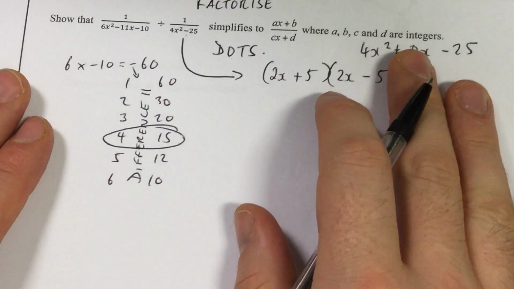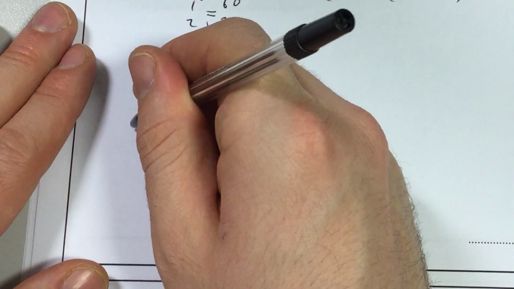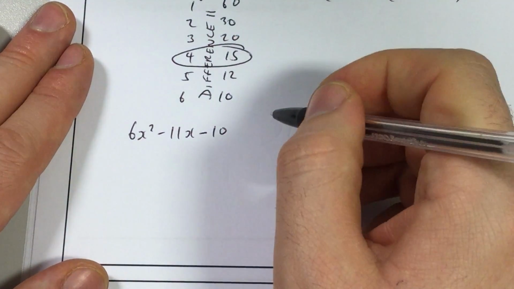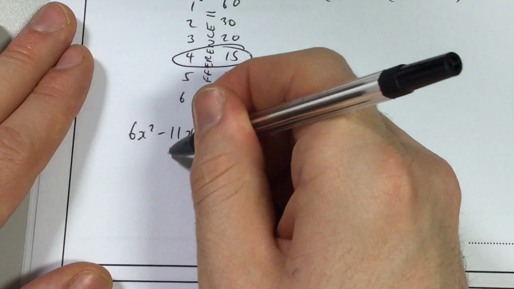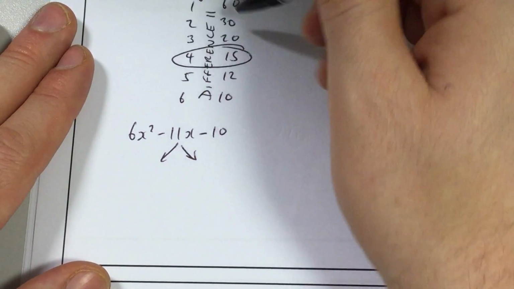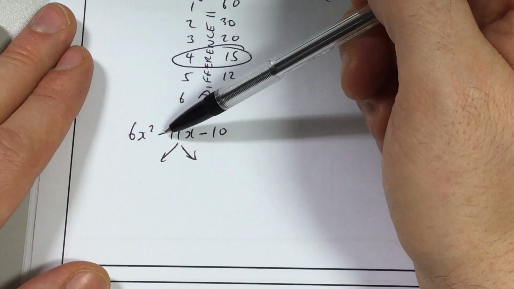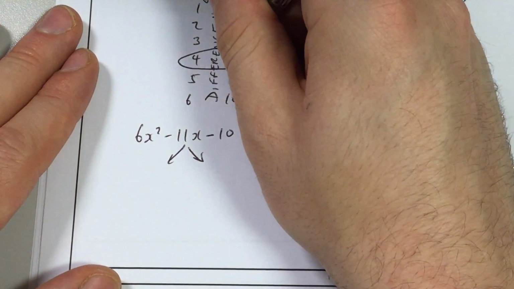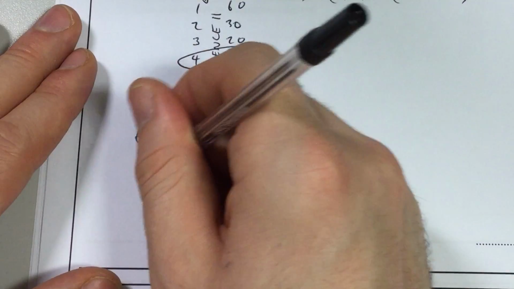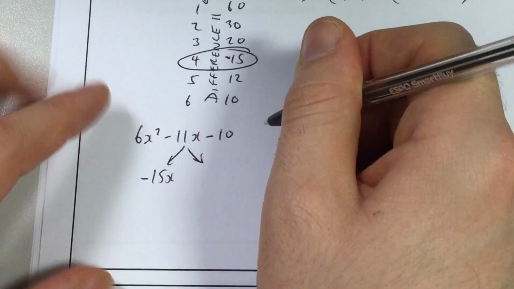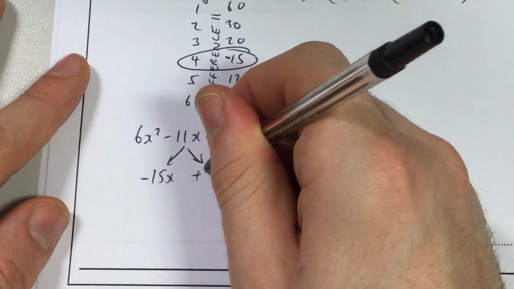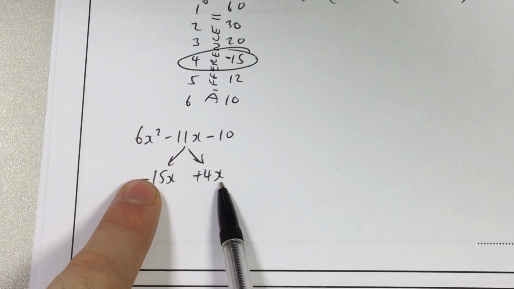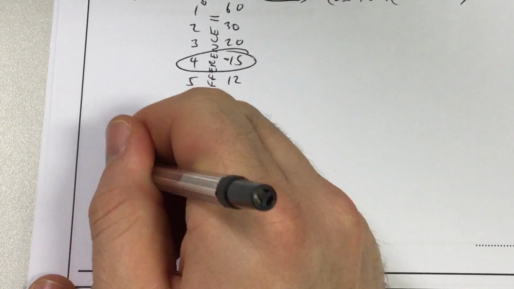So let me get some space, do that here. So rewrite the original quadratic, and then we're going to split that middle. Now we need to make minus 11x using 4 and 15, so minus 11. So it means the bigger number is going to be the negative. So I'm going to have minus 15x, I'm going to put that first on the left, and then 4x there. That is the same as minus 11x. I've just split it so I can use it differently.